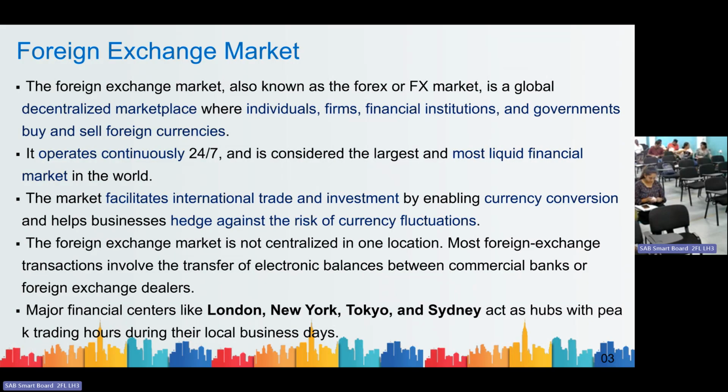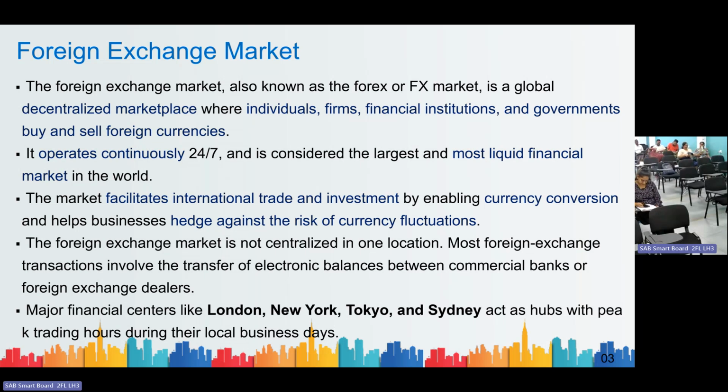The foreign exchange market is also called the forex or FX market. It's a global decentralized marketplace. There is no physical marketplace for this, but the markets are linked through electronic modes. That is where individuals, firms, financial institutions, and governments buy and sell foreign currencies, buy and sell foreign exchange. It operates 24/7, 24 hours and 7 days, and it is considered the largest market and also the most liquid market in the world.